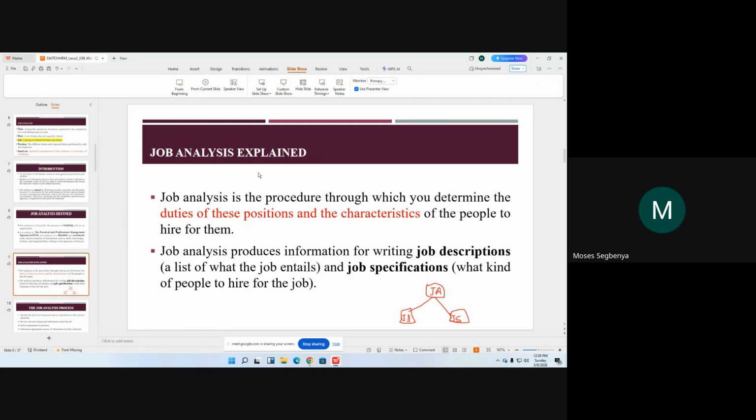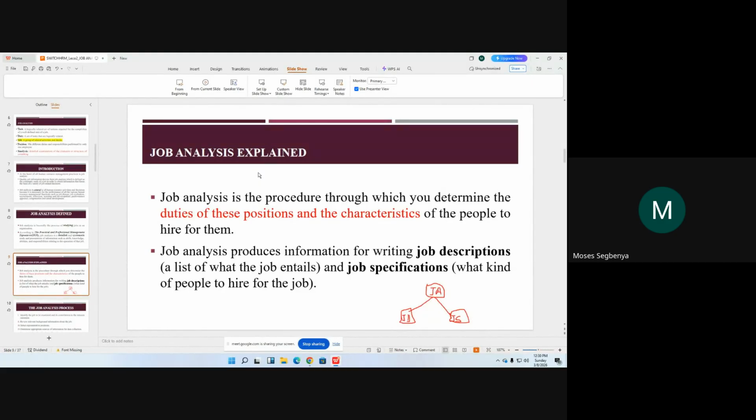So the left-hand side, which I have said is about the duties, is what we technically call the job description. That job description is a list of what the job entails. So anybody calling himself a headmaster, anybody calling himself a cleaner, anybody calling himself a teacher will have what we call job description.